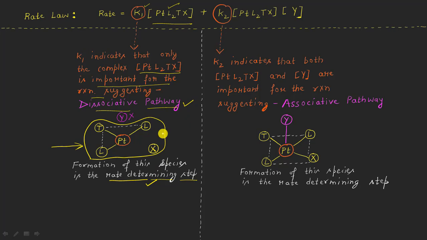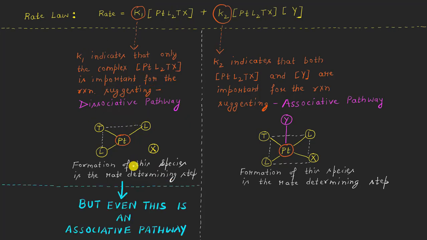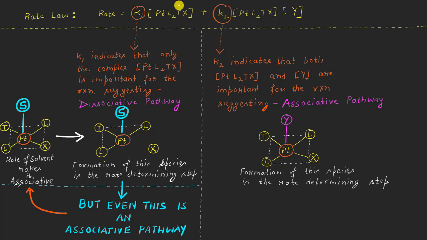Okay, but I want to tell you that even this is actually an associative type of pathway. The reason is that the solvent is playing an important role in this reaction. Before the formation of this three-coordinated intermediate, the solvent coordinates itself with the starting complex molecule. So the role of the solvent is actually making this pathway an associative type of pathway.